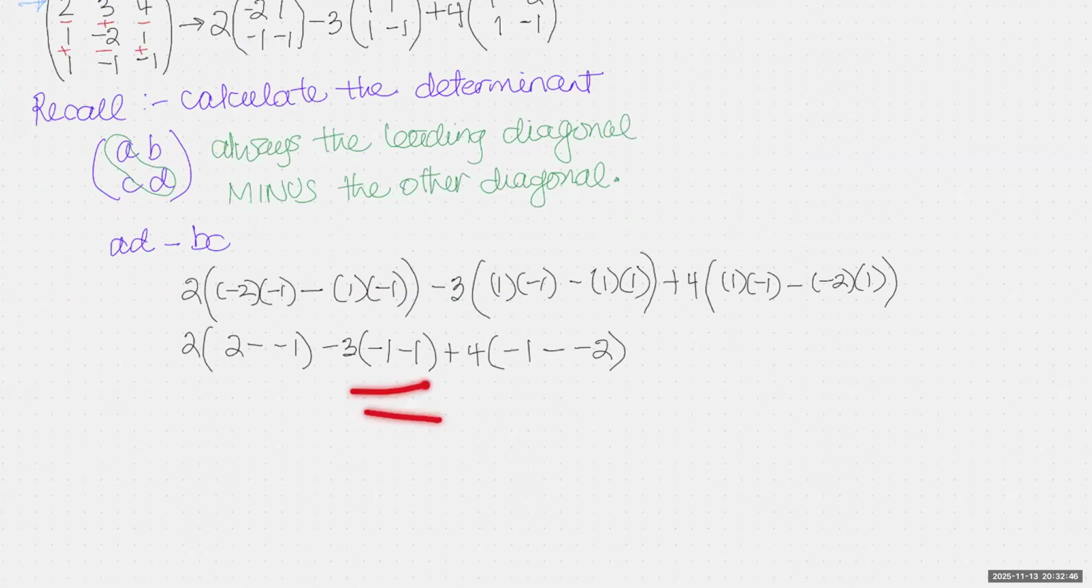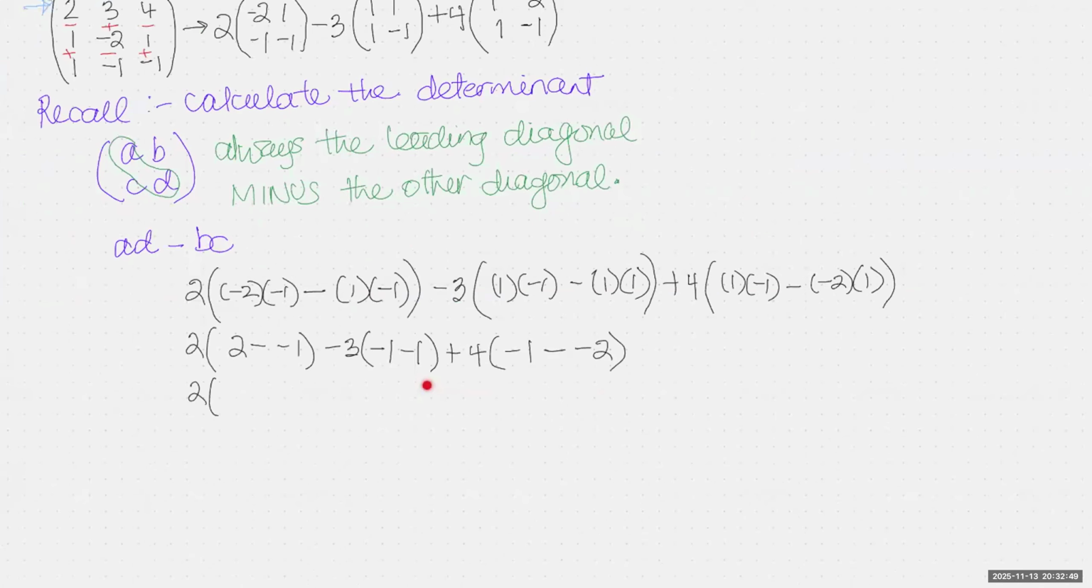Now I can say 2 plus 1. -3 is -1 minus 1. Then I can say this is 4 into -1 plus 2. And then 2 plus 1 is? 3. So it's 2 times 3. -3 times, what is -1 minus 1? -2. Minus 2 plus 4. What is -1 plus 2? 1.